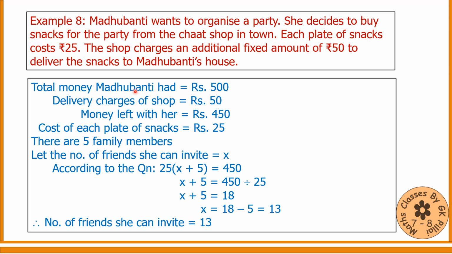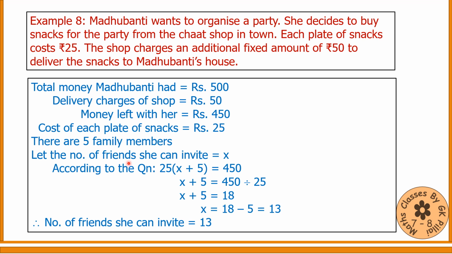Total money Madhuvanti had is rupees 500. Delivery charges are rupees 50. So after subtracting 50 from this, the money left with her will be rupees 450. And the cost of each plate of snacks will be 25. And there are five family members. Let us start the equations from here.